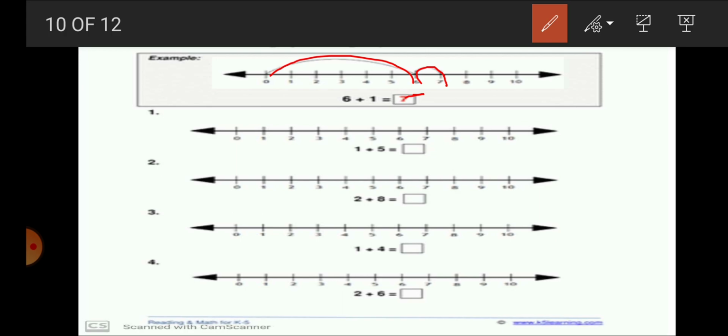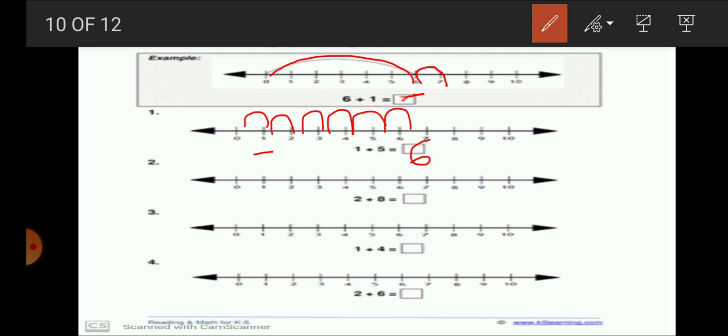Our next sum is 1 plus 5. So what should we do? First of all, find number 1 on the number strip. Here it is. Stand there. And how many steps do you have to move forward? 5. Let's start counting with me. 1, 2, 3, 4 and 5. Where do we reach? We reach number 6. This is our answer.